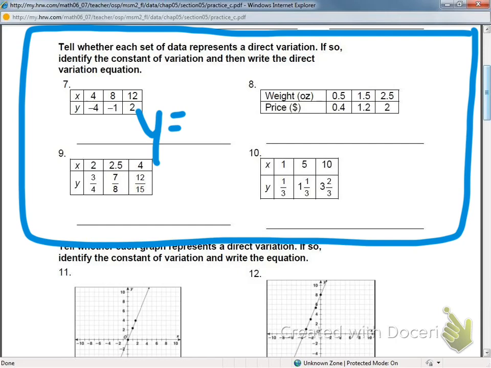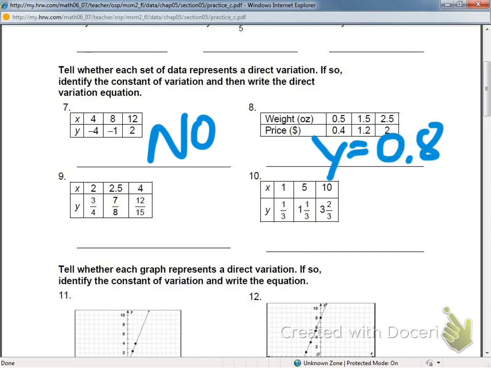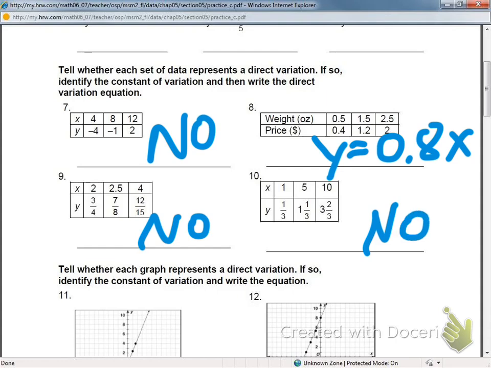Number 7, you should have written y equals 1/5 x. Number 8, you should have, oops, I'm sorry, that's wrong. 7 was no. Number 8 was y equals 0.8x. Number 9 was no, and number 10 was no.